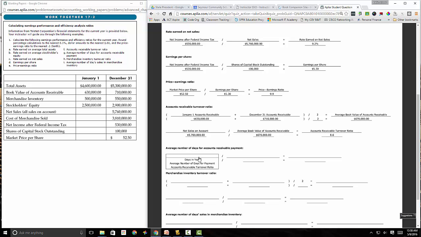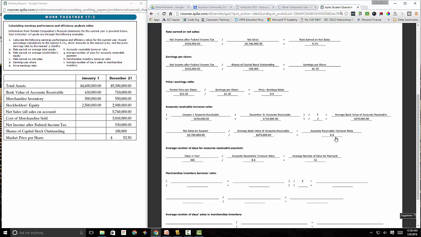How many days does that take? Well, days in the year divided by accounts receivable turnover ratio gives me the average number of days for payment. So days in the year, we have 365. Turnover ratio of 8.6. Average number of days, 42.